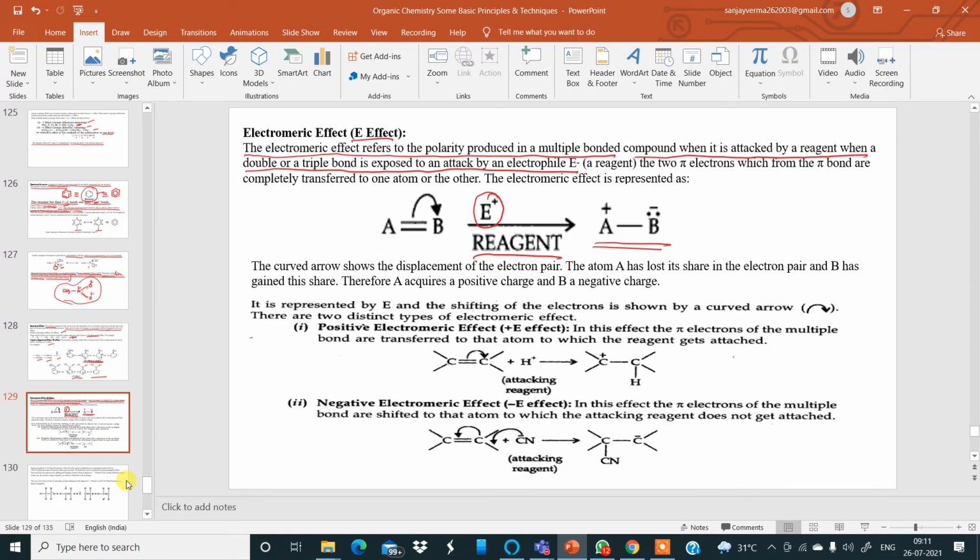It's already time up, so I'll just stop over here. I'll explain the electromeric effect in detail again in the next class and try to complete the chapter. Please hang on so that I can take the attendance before you all leave the class and join the next class.